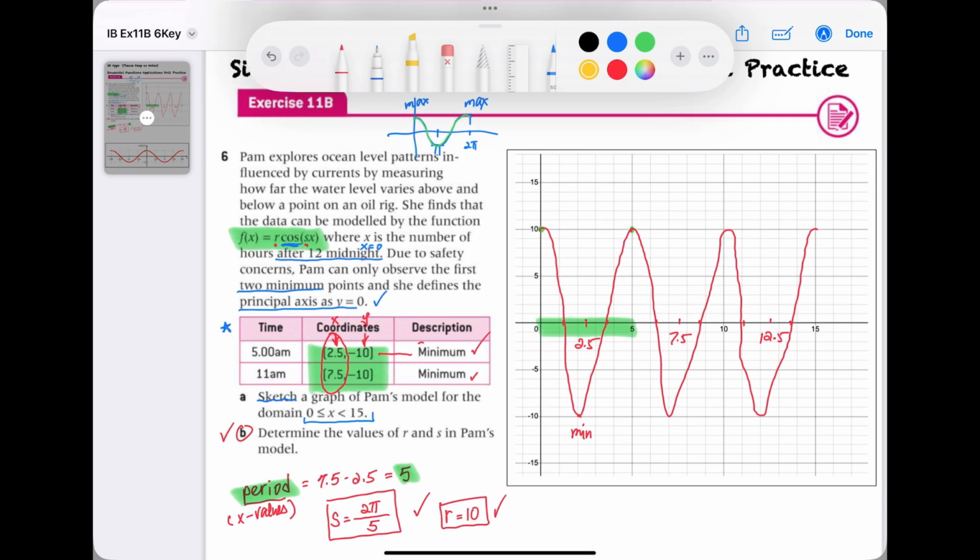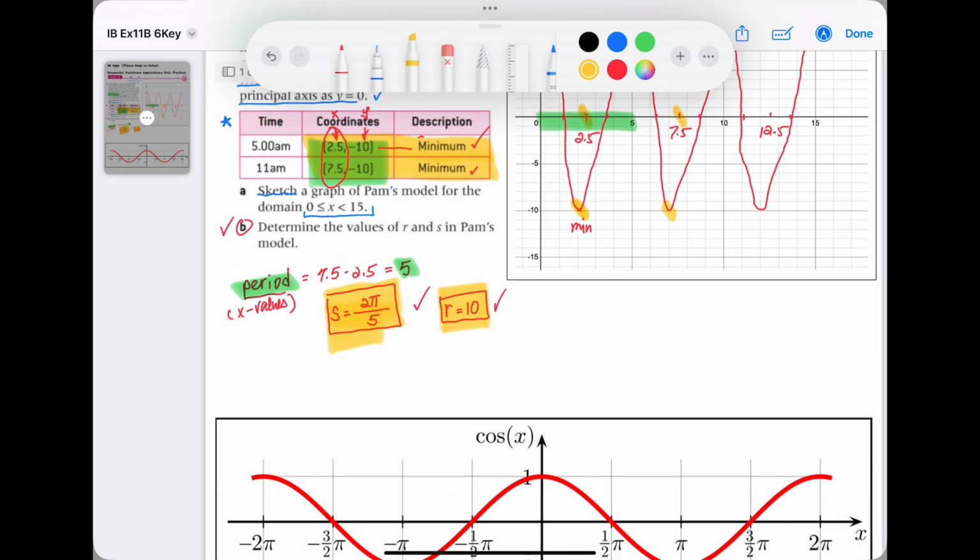When we say when there is a picture, the answer is in the picture. So please sketch that nicely and you will see this nice picture. So that makes sense. When x is 2.5, I got my minimum at -10. When x is 7.5, I also get my minimum at -10. So when there is a picture, the answer is in the picture, and that's it.